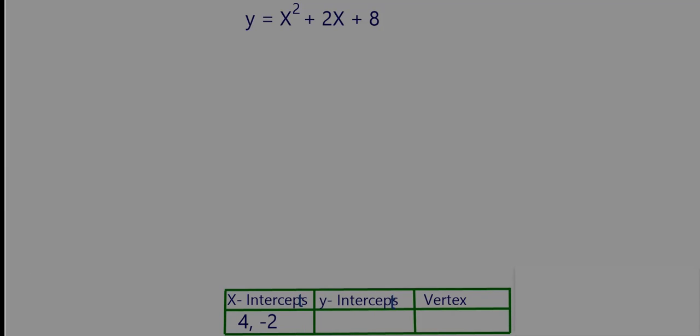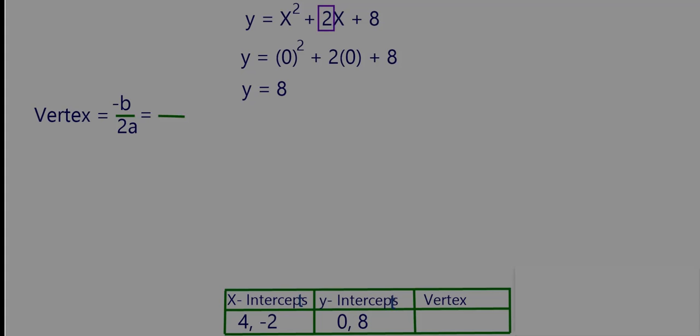Finding the y-intercept, we change x to 0. The y-intercept is 8. What is left now to do is to find the vertex. We use the formula minus b over 2a. The coefficient of b is 2, we make it a minus 2 and divide it by minus 2, because 2 times the first coefficient of minus 1 is minus 2. We get a positive 1 after dividing. Substituting positive 1 to solve for the y value of the vertex, we get 9.